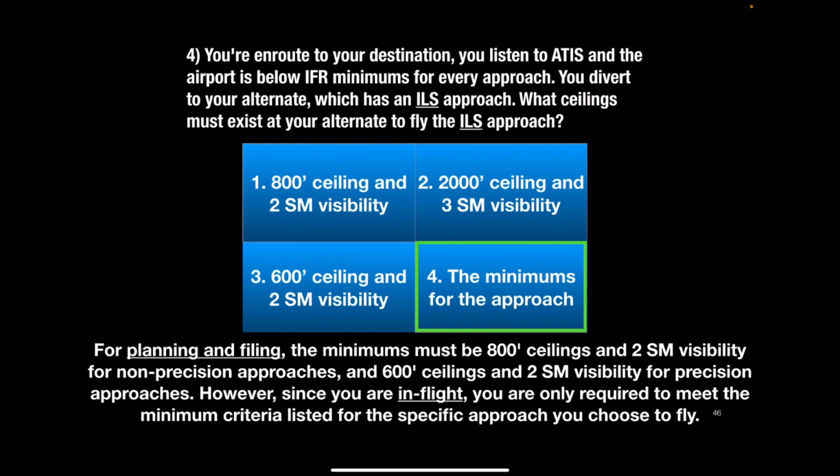The minimums. The difference, of course, is that you're in flight. And the 800-2 for non-precision approaches and 600-2 for precision approaches were only for planning purposes. But since you're in flight, you only have to meet the minimums for that approach. That's your alternate.